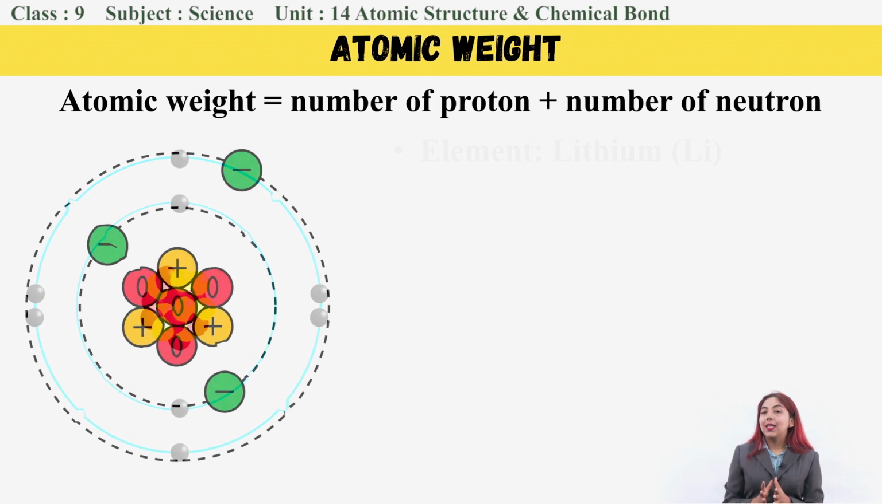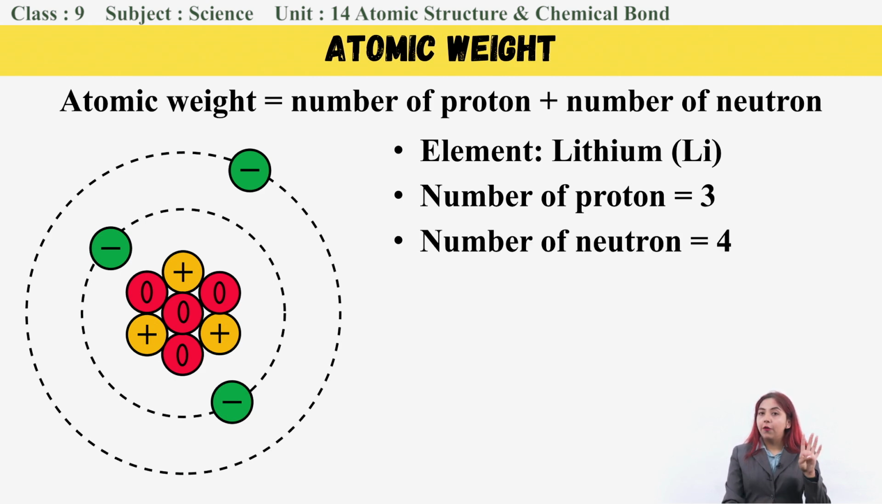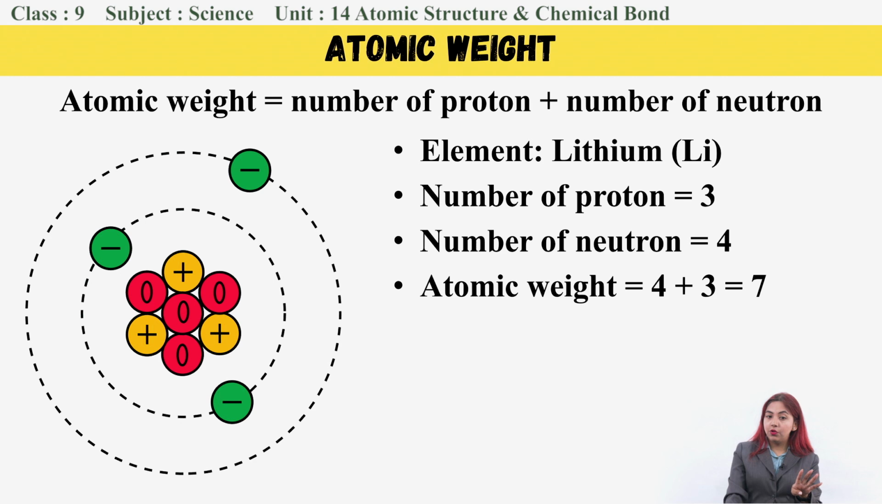Now let us take another example, lithium. How many protons does lithium have? Yes, it has 3 protons and the number of neutrons is 4. So lithium has 3 protons in the nucleus of one atom of the element, and it has 4 neutrons in the nucleus of one atom of that element. So the atomic weight of lithium will be, yes, 7. 4, that is the number of neutrons, plus 3, that is the number of protons, is 7.